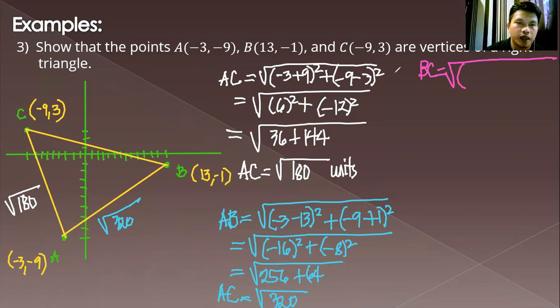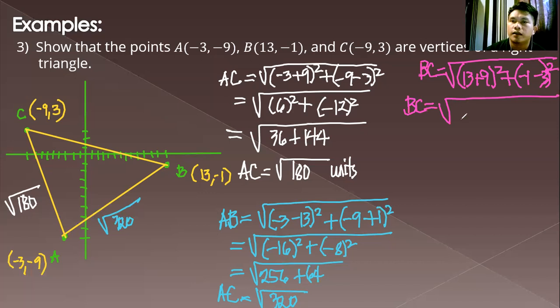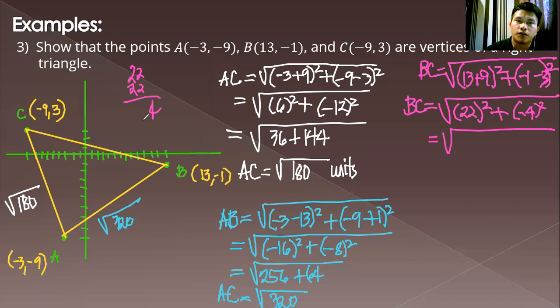we have B, we have 13 minus, we have here negative 9. So that will become plus 9 square. Plus, we have here negative 1 minus 3 square. Okay, so BC is equal to the square root of 13 plus 9, that is 22 square, plus negative 1 minus 3, that is negative 4 square. So that is the square root of 22 square, 22 times 22.